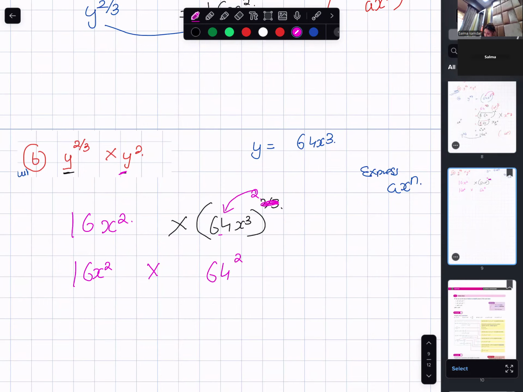and this 2 would go to x also. So it would be x cube, the whole raised to the power 2. So this would become 16x square. 64 to the power 2 becomes 4096. A raised to mn, this would become x raised to 6. Okay.